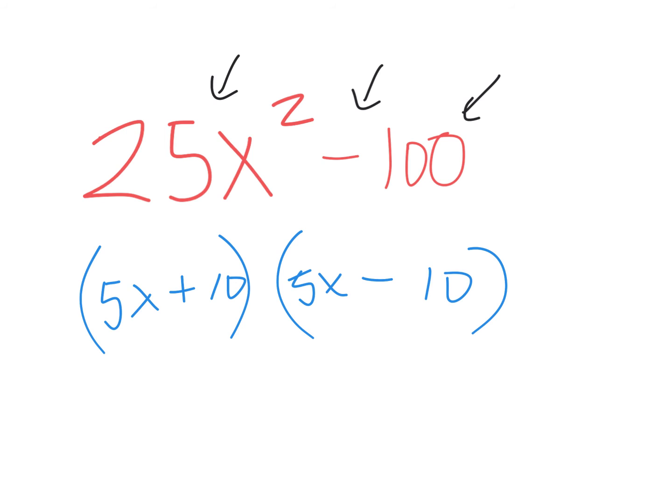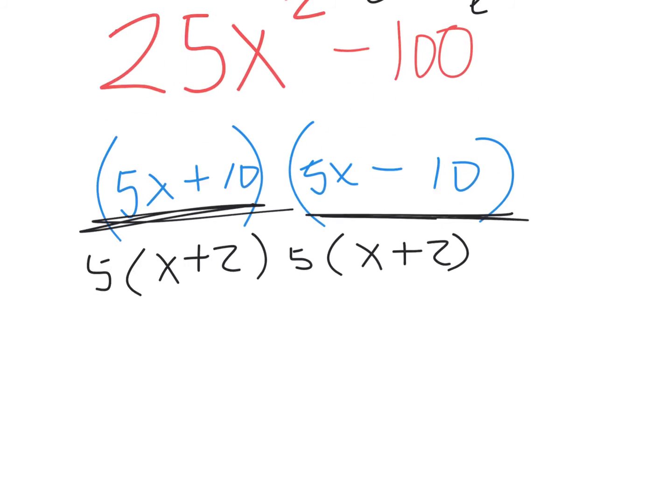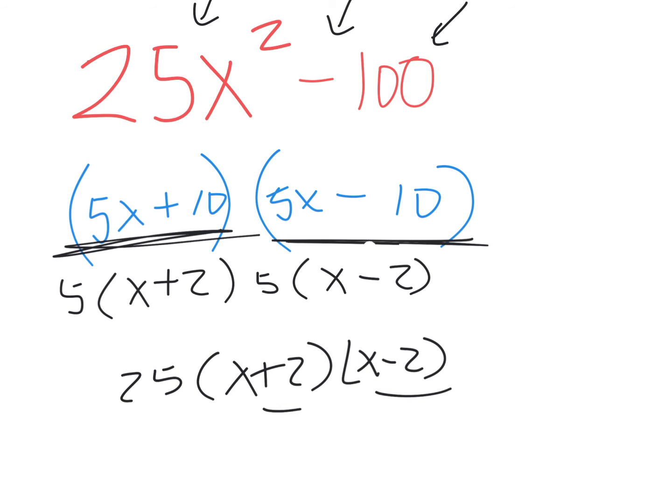Tyler, what's wrong with it? You can take a 5 out of both. 5 can come out of this, x plus 2. 5 can come out of this, x plus 2. And then would you know how to put it all together, Tyler? Yeah, 25 times x plus 2, x minus 2. These two could be reversed, but any questions about that? Now, how do you tell if that happened to you? You always look at your answers and you go, could I factor this again?